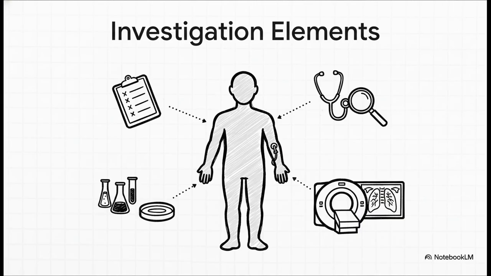The investigation itself has to be really systematic. The history gives us vital clues about when they got chemo and what their immune system is like. The physical exam is basically a head-to-toe hunt for the source of the infection, paying super close attention to high-risk spots like IV lines. And then, of course, the labs and imaging give us the hard data we need.